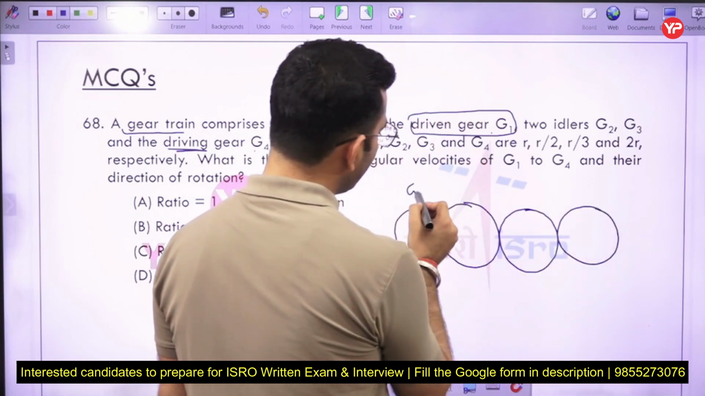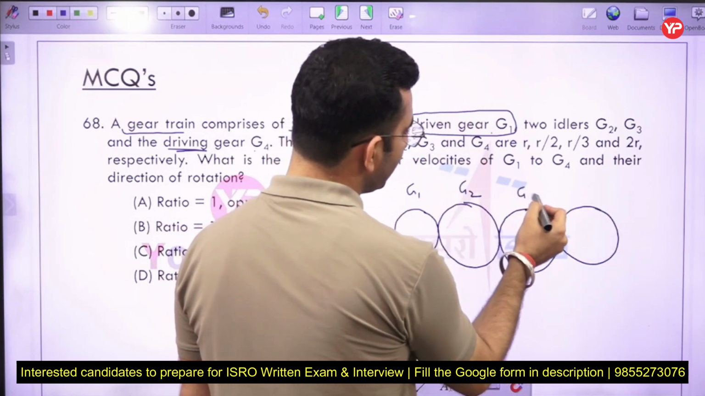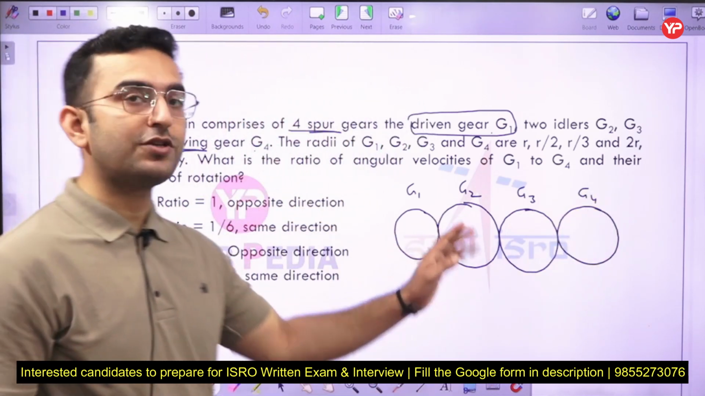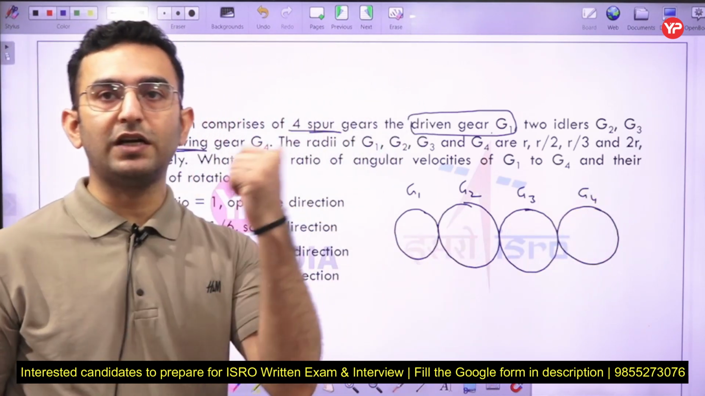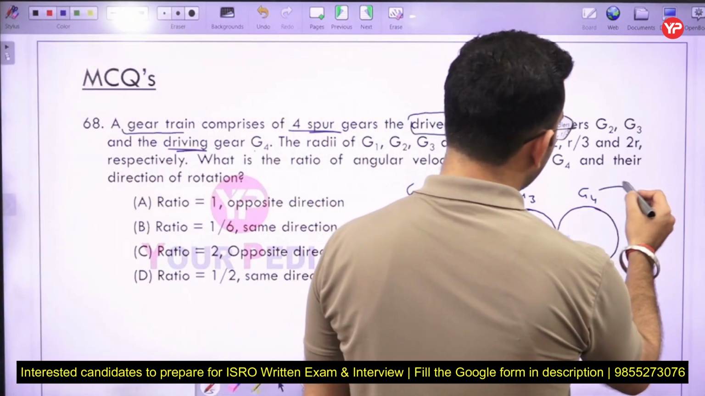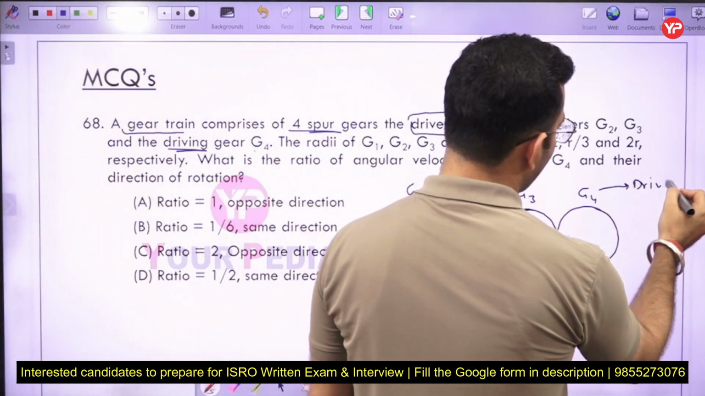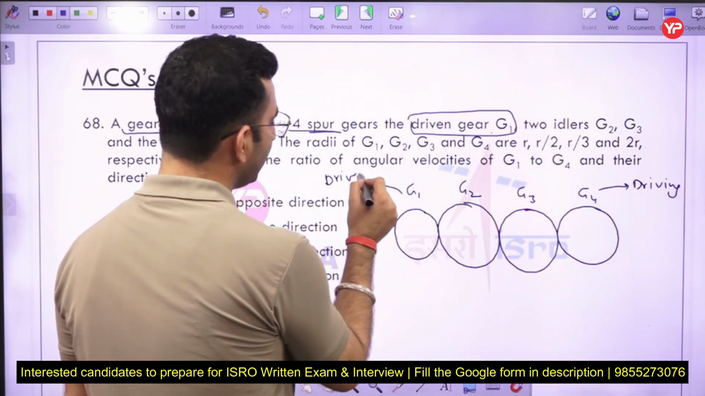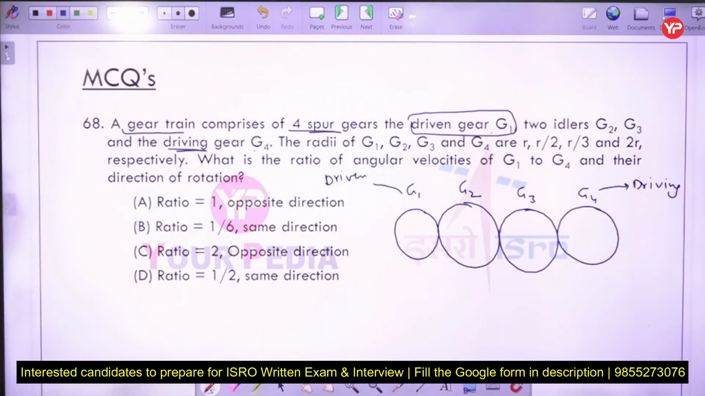So this is G1, this is G2, this is G3 and G4. Each shaft consists of only one gear, so this is a simple gear train here. G4 is the driving gear, and this is the driven gear in this case.